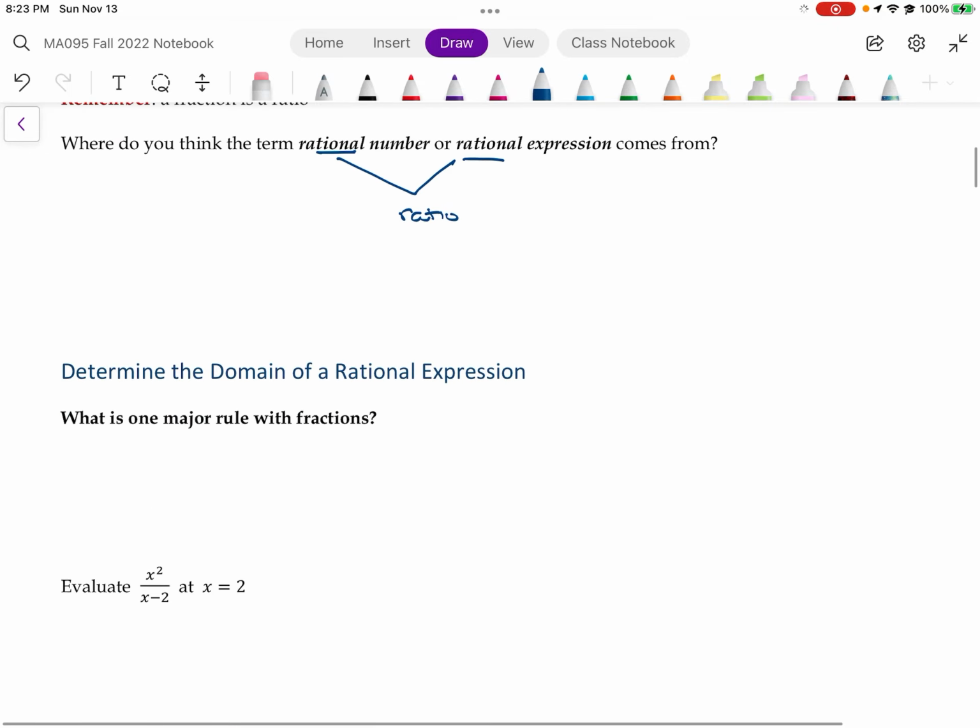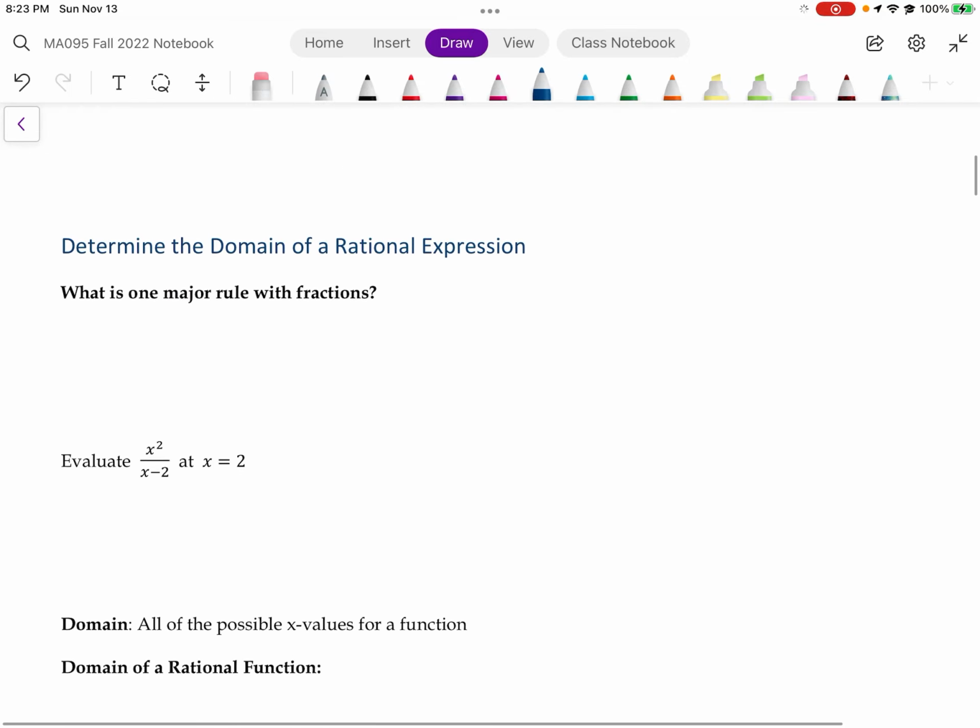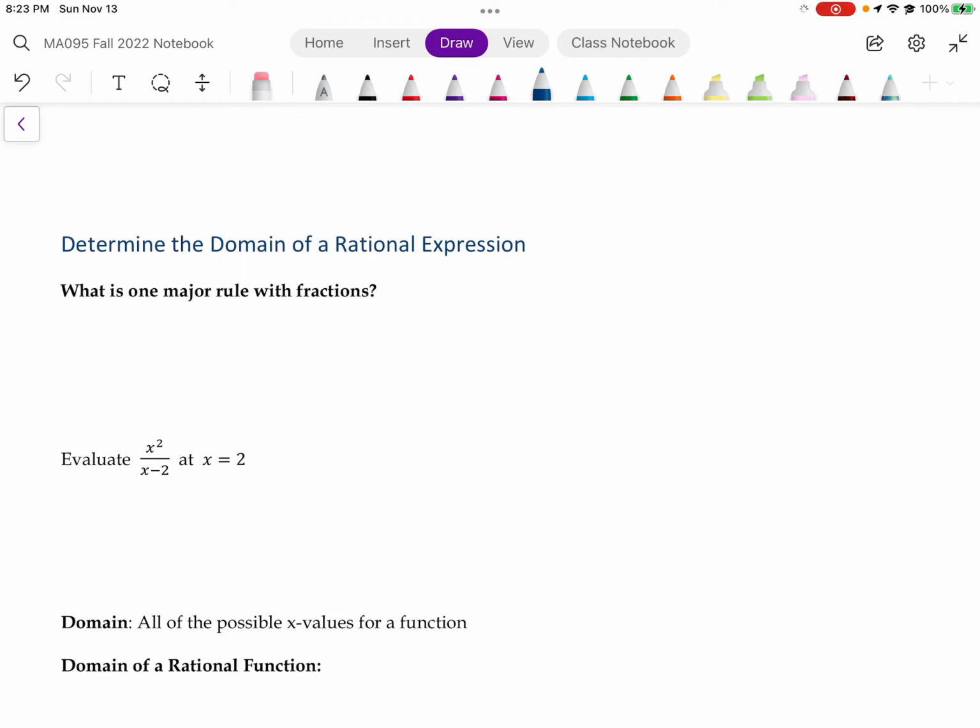Okay, so let's think about some things with rational expressions. One of the most important things that you need to remember is the major rule with fractions. What is one thing we cannot do when we have a fraction? If we have A over B, B cannot equal 0, right? Whatever's on the bottom cannot equal 0.